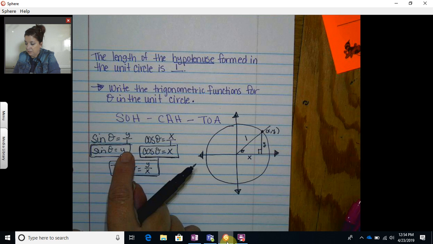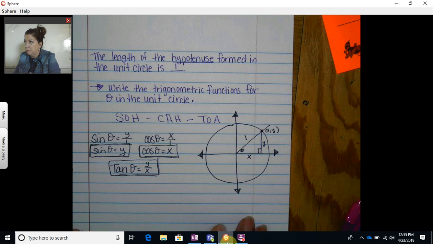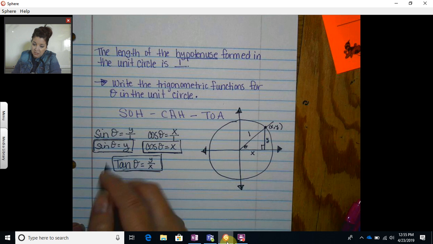So cosine is X, sine is Y. That's all I got. Maybe you can come up with your own way to remember them. And then tangent, Y over X. All right, so we can use these trig functions to find ordered pairs in the unit circle.